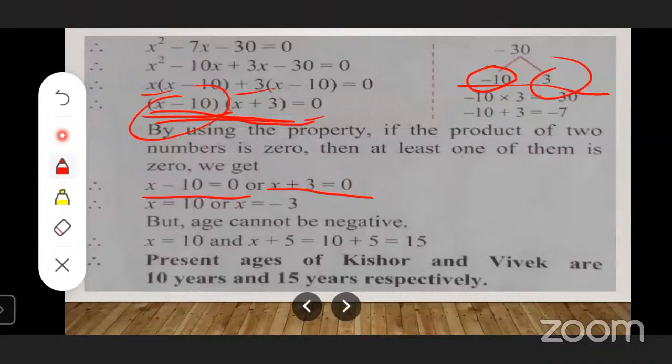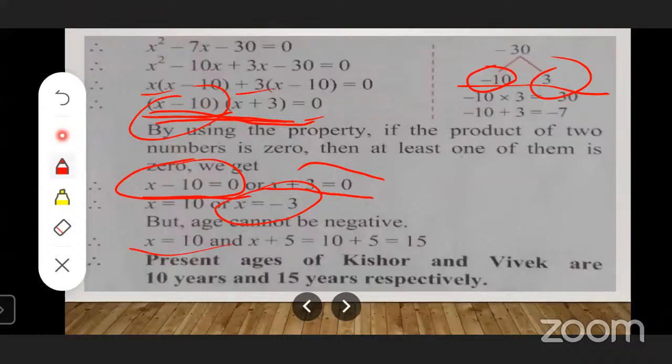When you shift this minus 10 to the other side, what will you get? X is equal to 10, right? And when you shift this plus 3 to the other side, what are you going to get? X is equal to minus 3, right? But what are we supposed to find out? H, the age. H cannot be negative. So this negative value is unacceptable, right? So which value are we going to take? We are going to take X is equal to 10 because we are finding H, and H cannot be negative, right?